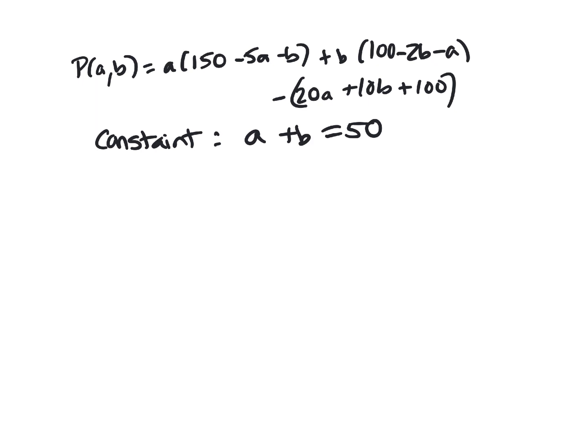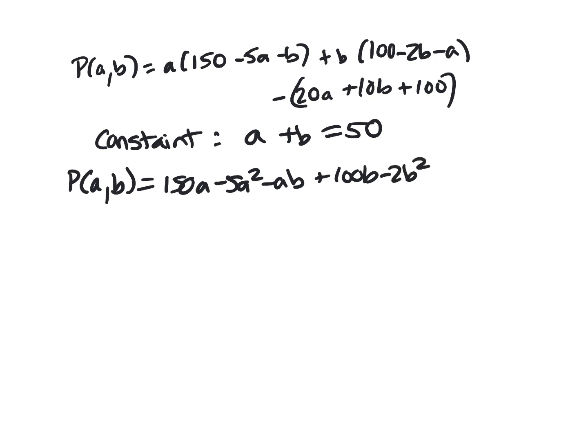What I did is before taking partial derivatives, let's distribute and combine like terms, and then we can do the partial derivatives and set up the Lagrange multiplier equation. So first I'm just going to distribute. So 150A minus 5A squared minus AB plus 100B minus 2B squared minus AB minus 20A minus 10B minus 100.